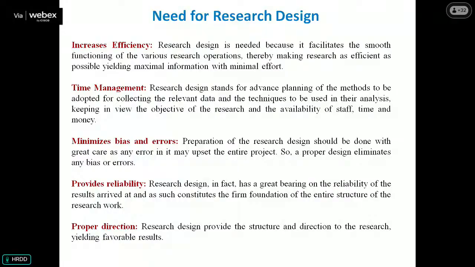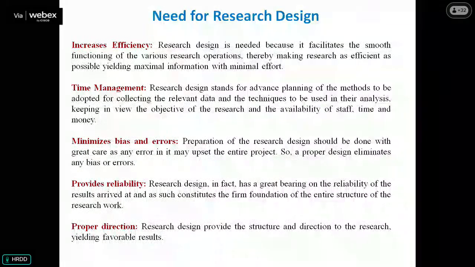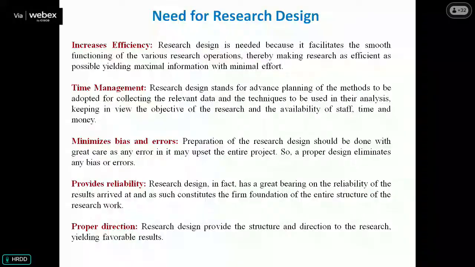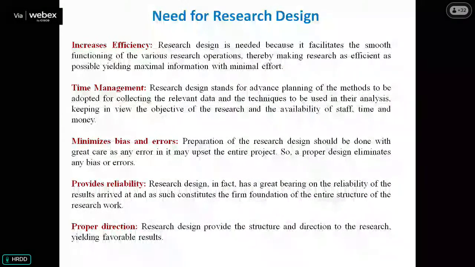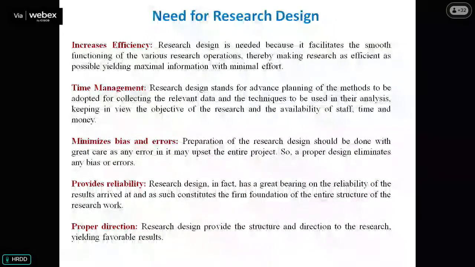So if you have a proper design, that will increase your efficiency. You can reach the same conclusion in one year, or you can reach the same conclusion in one month, but the one which you reach in one month is more efficient, right? So you have to target that. For that you have to do a proper research design. That is what this is meant for.